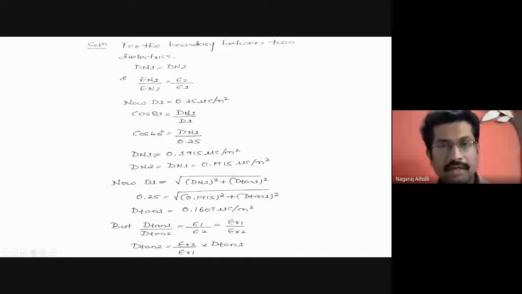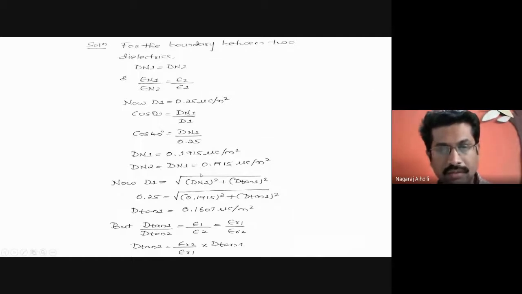We know Dn1 equal to Dn2. Dn2 is equal to Dn1, so this is also equal to 0.1915 microcoulomb per meter square. According to the derivation, Dn2 will be equal to Dn1, and hence Dn2 is also equal to the same value as that of Dn1.